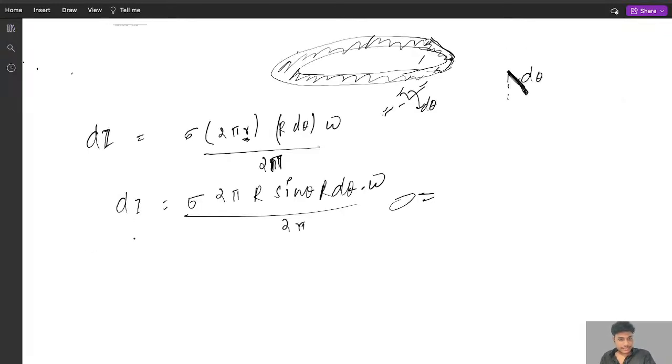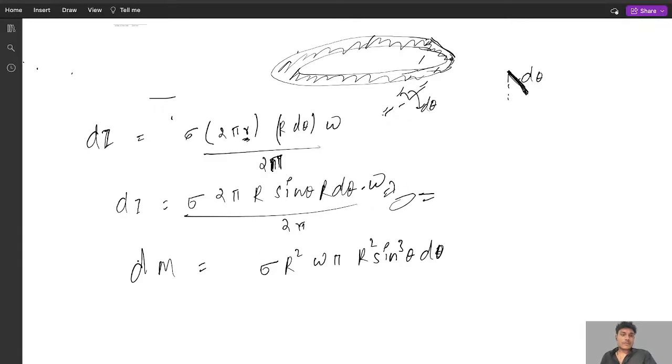So from here we get dm, wait a minute. Here our dm is equal to rho r square omega pi r square sine cube theta d theta, right? This value comes out from solving, and putting this value into dm, we get this equation.